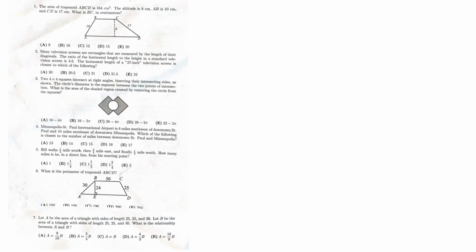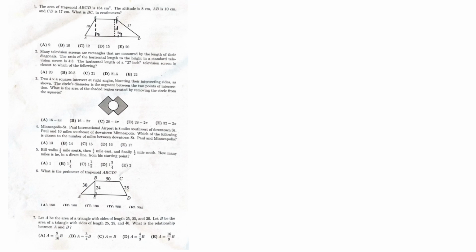To solve this problem, we need to connect B. From B, we draw a perpendicular line to AD, so that's a right triangle. From C, we draw a perpendicular line to AD. These two lines are both 8 cm. We use the property between two parallel lines: the height is the same, meaning all the altitudes between the two parallel lines are the same.